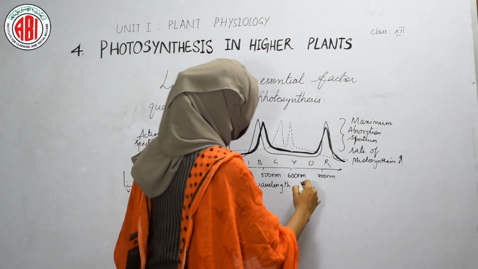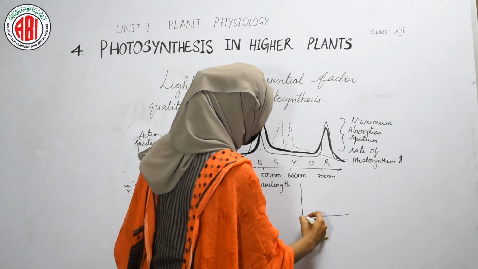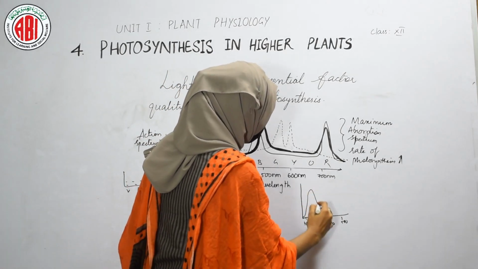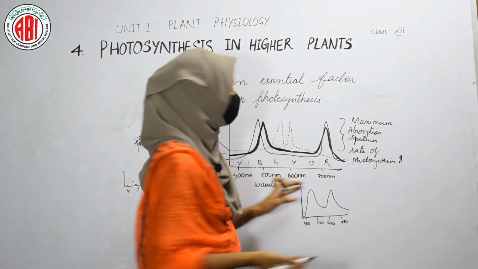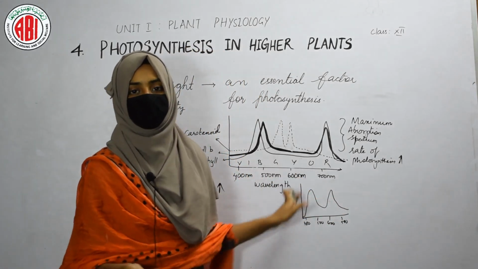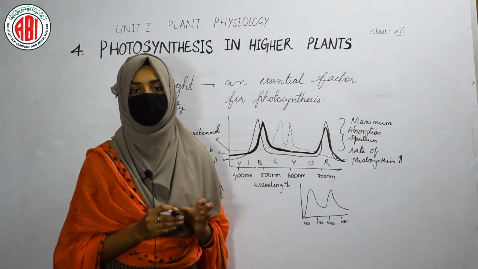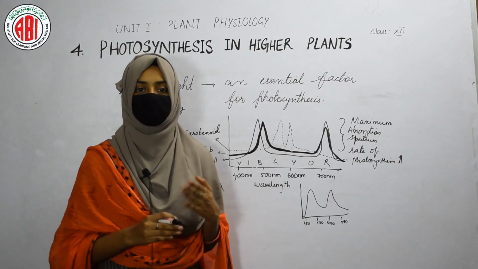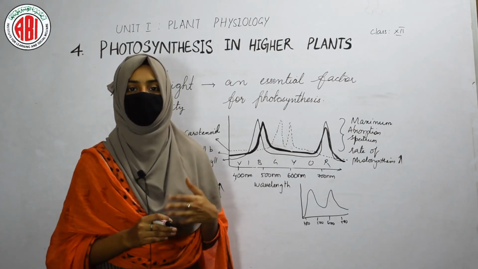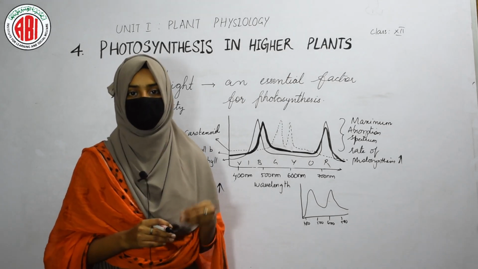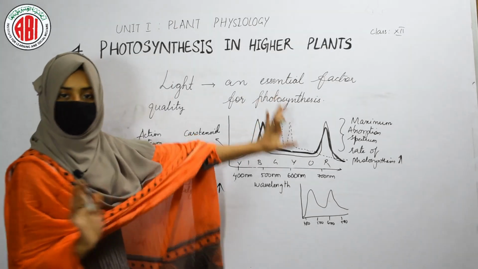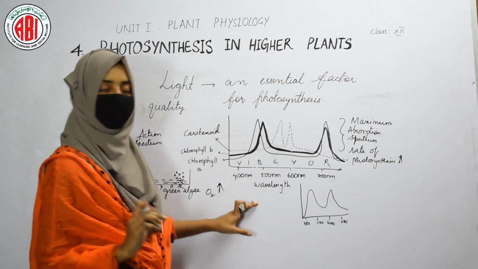And if we plot a graph based on the action spectrum also, we can get a graph like this, where two peaks can be obtained in the blue as well as in the red region. So, the blue and the red regions are suitable, where the maximum absorption takes place and where the process of photosynthesis takes place at a higher rate. This is about the absorption spectrum and action spectrum.